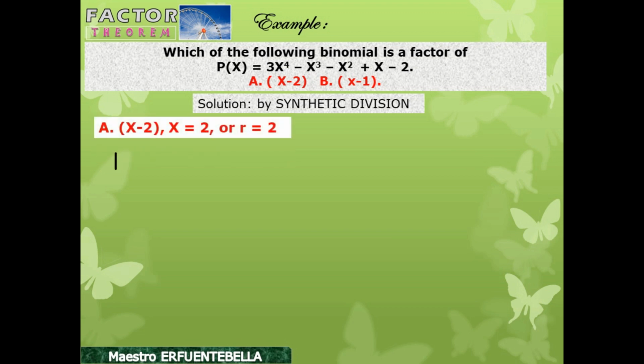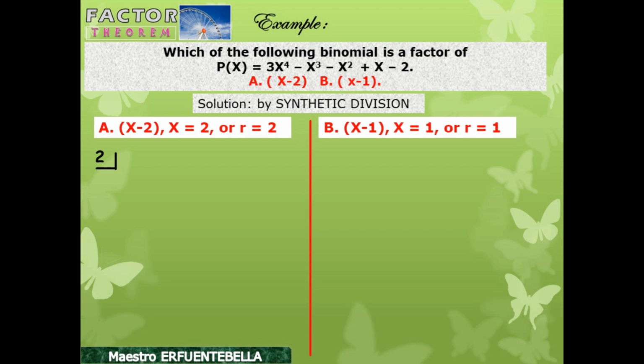Okay, so in letter A, the value of r now is 2, and in letter B, the value of r is 1. So let us solve first letter A to determine whether it is a factor or not.